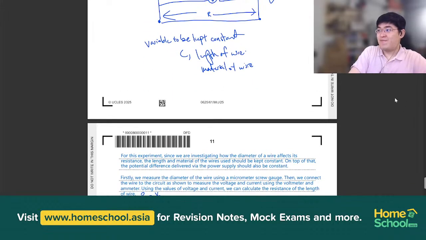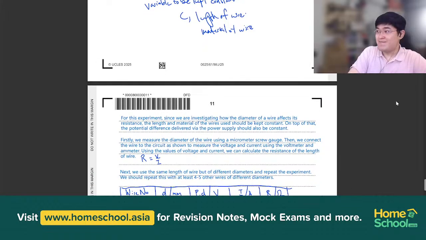1 mark is given for measurements made of the diameter of wire, voltage and current of circuit when connected. We have written it over here. 1 mark is given if you calculate the resistance of wire using R equals V over I. 1 mark is also awarded for repeating this experiment with at least 2 other diameters of wire.